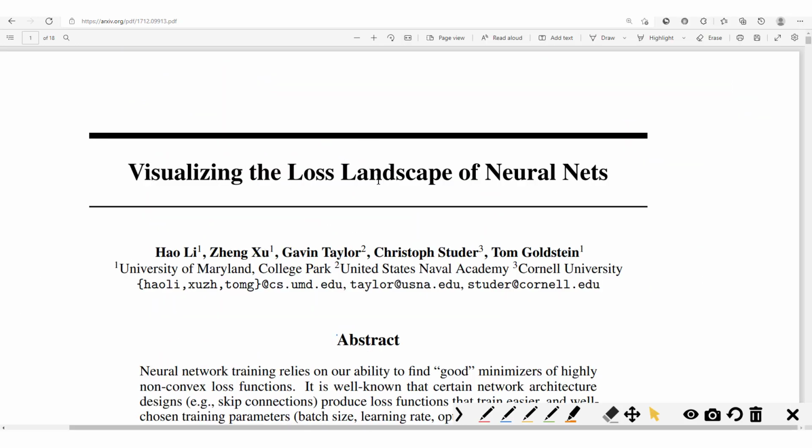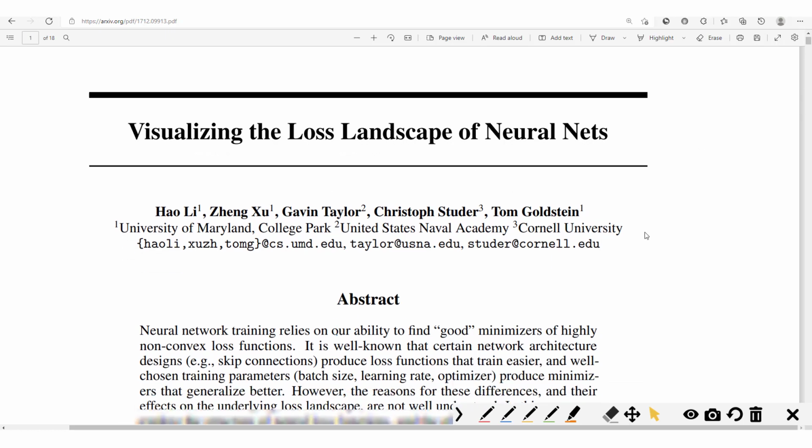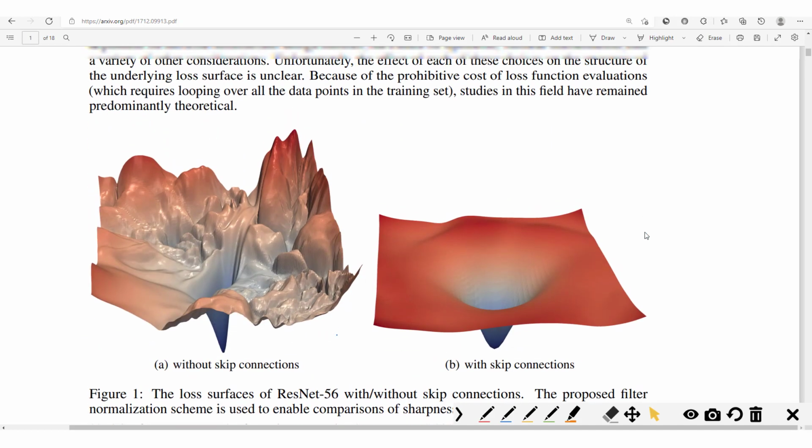Later, in the paper entitled Visualizing the Loss Landscape of Neural Nets, Li et al. produced this visualization here, which shows a ResNet without skip connections and a ResNet with skip connections. This shows how much easier it is for the weights to find their way to the optimal weights which minimize the loss, as compared to when there are no skip connections.